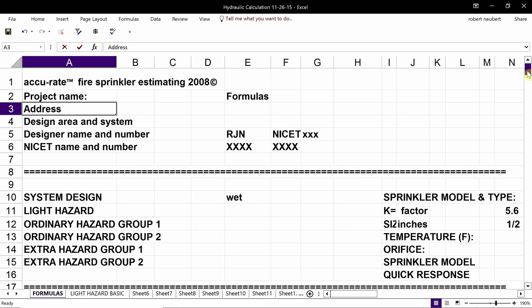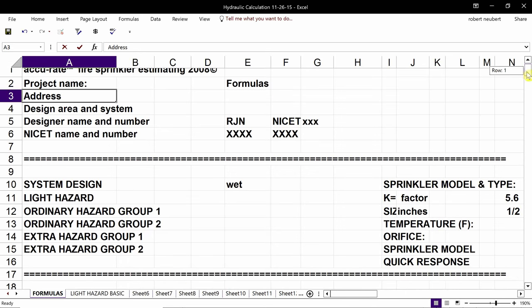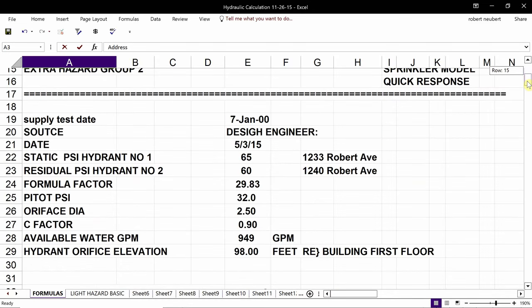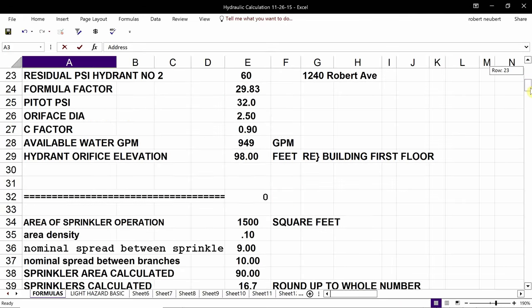Area A, cells A1 through 7, is the job name, address, and name of the designer. Area B, cells A9 through N16. This area identifies the system being calculated. Area C, cells A18 through N31. This area shows the available water supply.